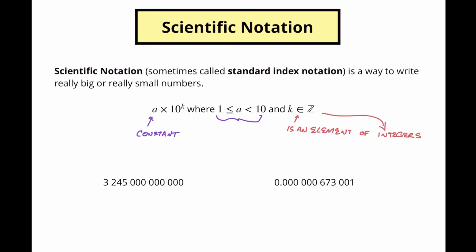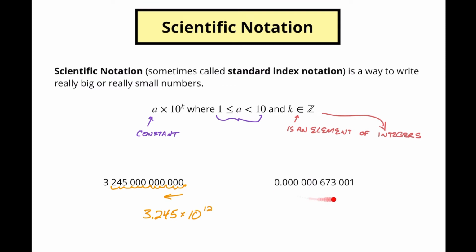Let's put this first one into scientific notation. So if we don't have the decimal listed, it always kind of appears out here on the right side. And what we're going to do is we're just going to count over 1, 2, 3, 4, 5, 6, 7, 8, 9, 10, 11, 12. So we're going to move 12 decimal places to the left. So this is going to be 3.245 times 10 to the 12th power.